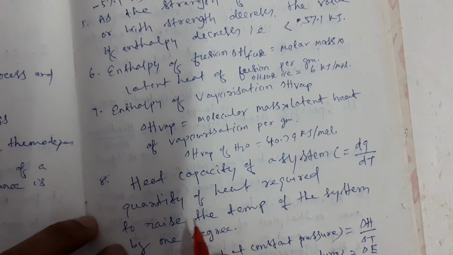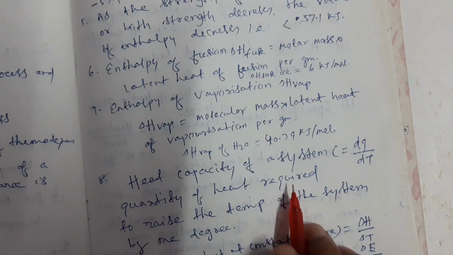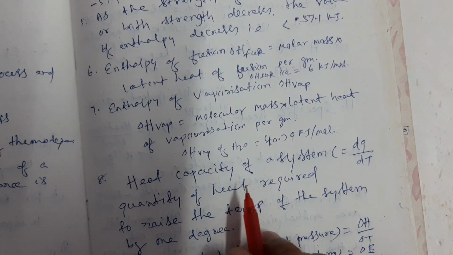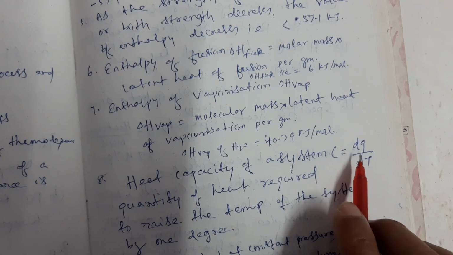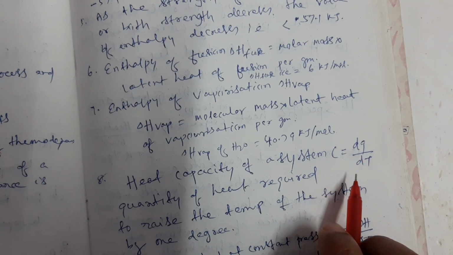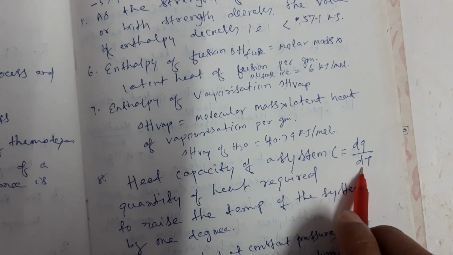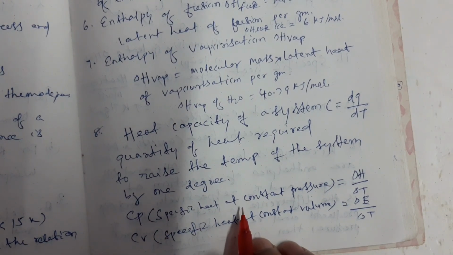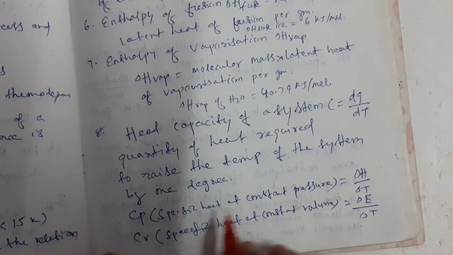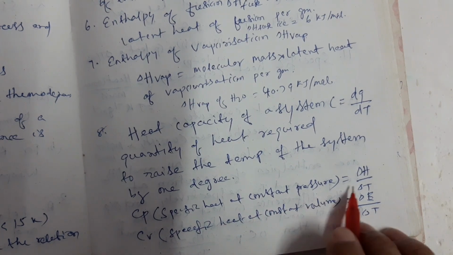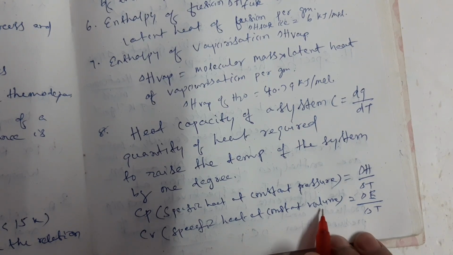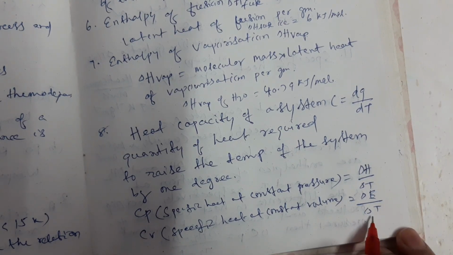Next, heat capacity of a system. What is heat capacity of a system? Capacity means the amount of heat required to raise the temperature by 1 degree centigrade. So C is equal to dq by dt. Specific heat capacity at constant pressure is delta H by delta T. Similarly, specific heat capacity at constant volume is delta E by delta T.